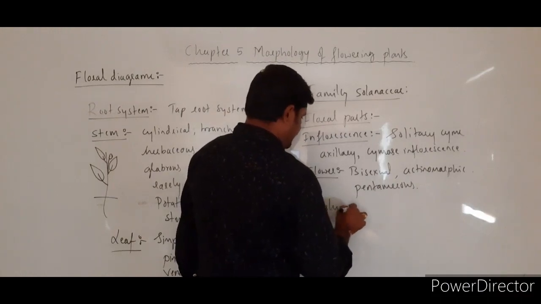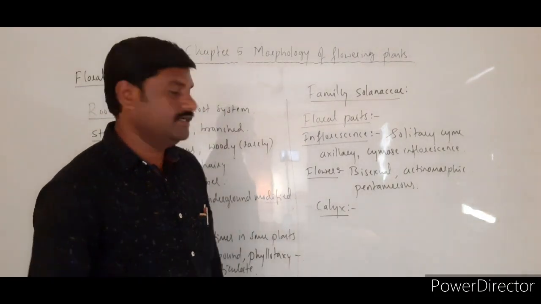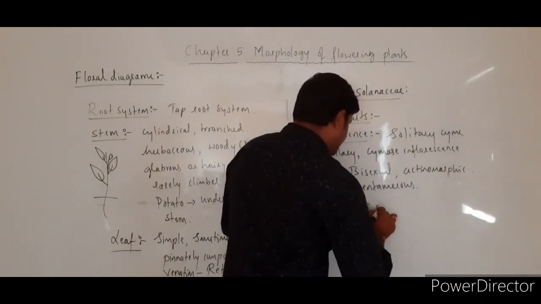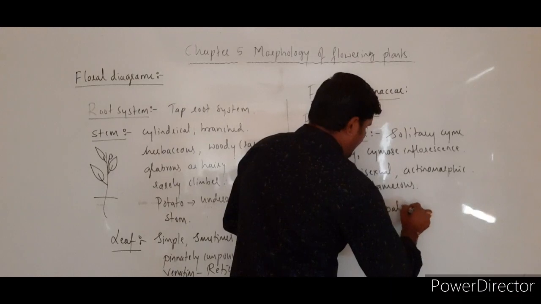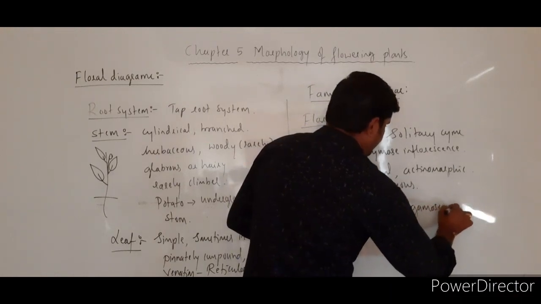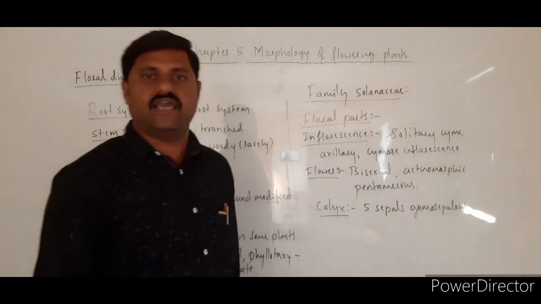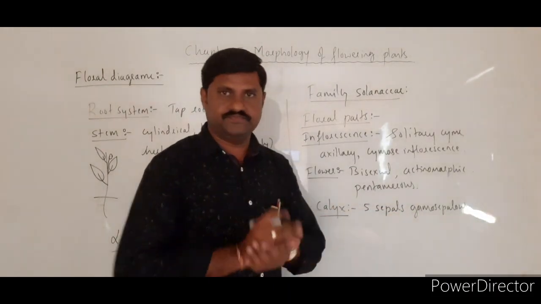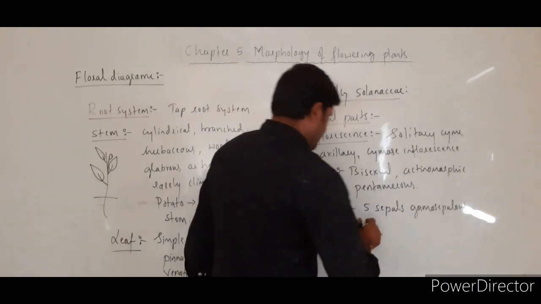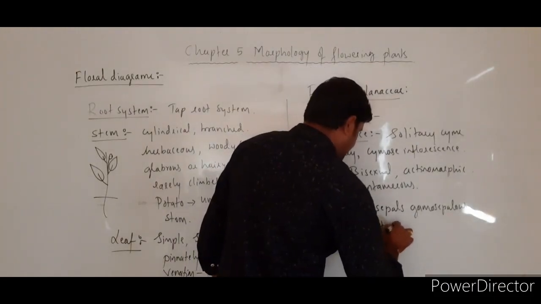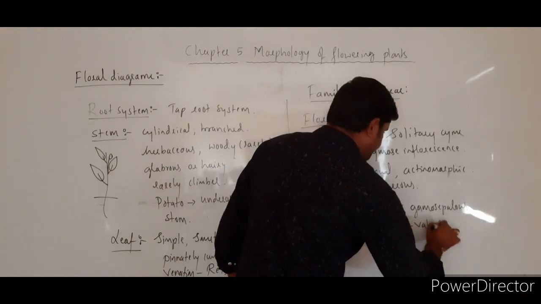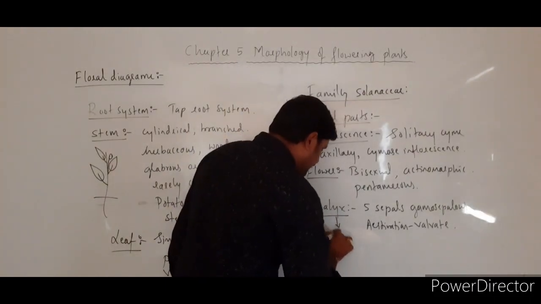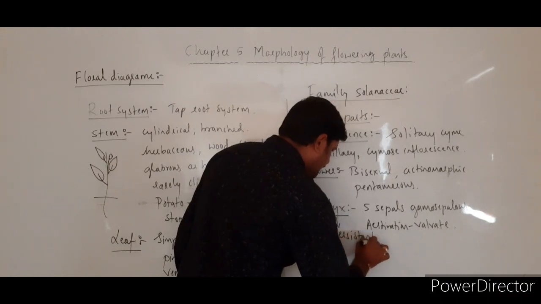So in the flower, calyx. This is the first, outermost whorl of this flower. There is one unique feature in the calyx. Here we come across 5 sepals, and they are in gamosepalous condition. What is gamosepalous condition? You know it better. Here the sepals are fused. And what kind of estivation are they showing? Estivation is valvate estivation. And the calyx itself is said to be persistent calyx.